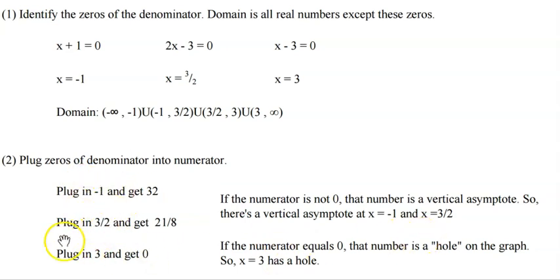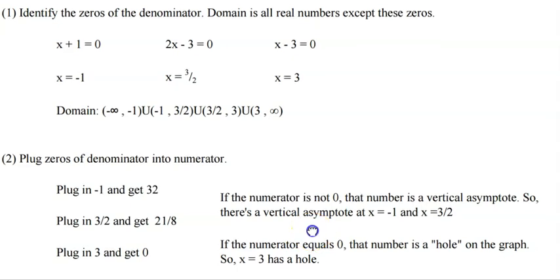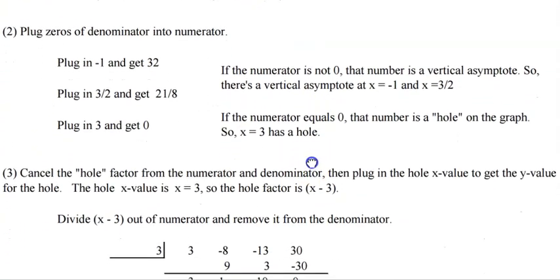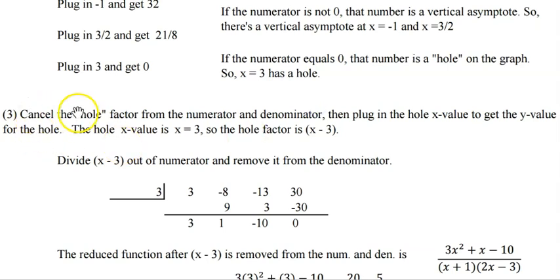But when we plugged in 3, we got a 0. And if the numerator equals 0 when we plug the number in, that number represents what's called a hole on the graph. So there's a hole on f of x at x equals 3. And we need to find the y coordinate of that hole. So that's what we're going to do next. We're going to cancel the whole factor from the numerator and the denominator. Then we're going to plug in the hole's x value, which is 3, to get the y value for the hole. You may have to watch this part of the video a couple times.